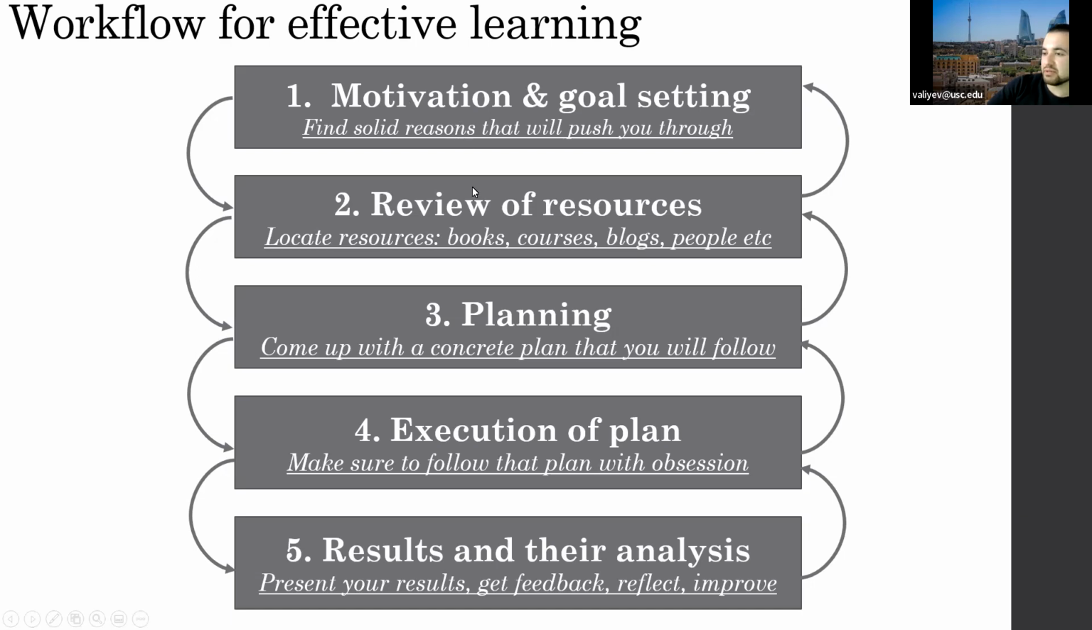So maybe 5%. For review of the resources, I spend much more time than for the first step, maybe 10 or 15%. In my case, I usually spend more than the required time. I slightly overthink this step. Then planning is a bit less than review of the resources, maybe 10%. Okay, 15 and 5, in total maybe 30. Then at least 50 on execution, and maybe 10% on the results.